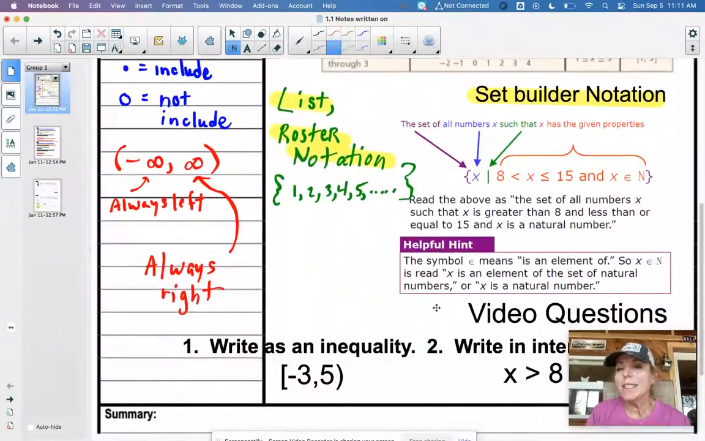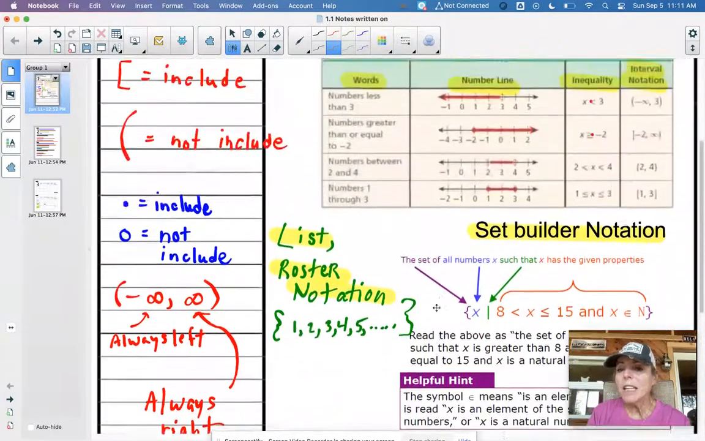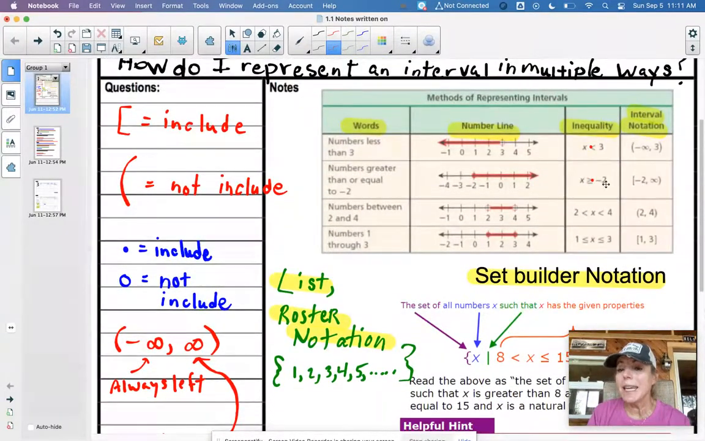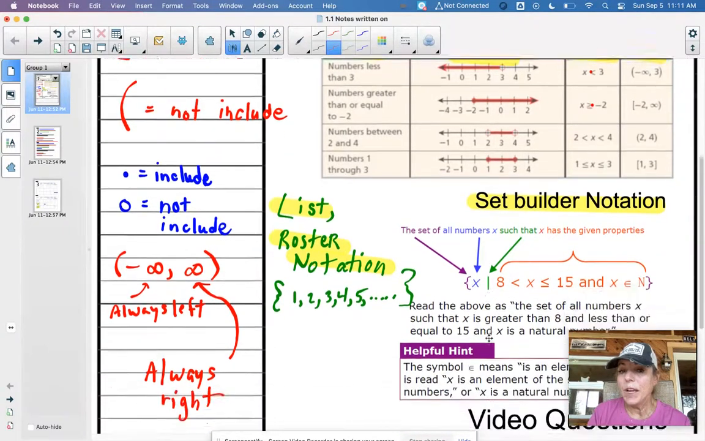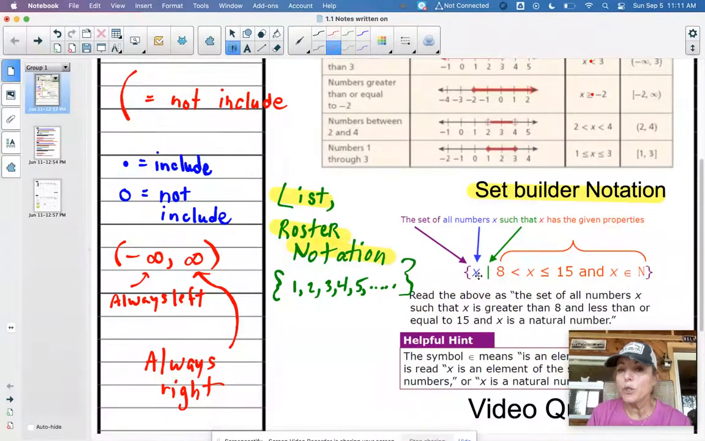Now we're going to talk about set builder. Set builder is truly just inequality with an extra little piece right there, which refers to the set of all numbers x such that. So the purple here is the set of all numbers x, the green line, such that x has the given properties. x is in between 8 and 15. And this is just saying x is a natural number.